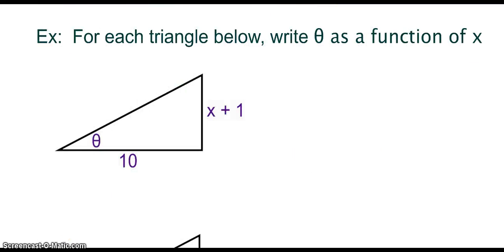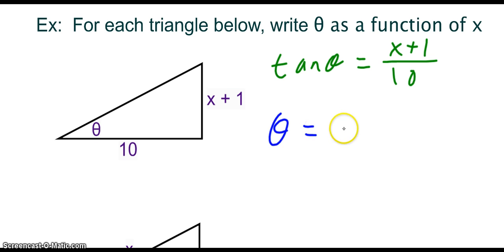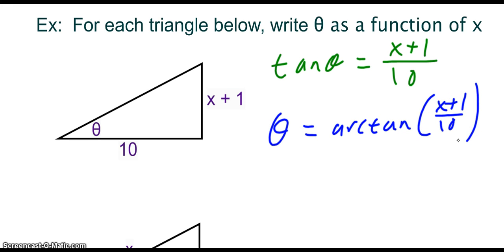Alright, next. For each triangle below, write theta as a function of x. What does that mean? Well, here, for theta, I have the opposite and the adjacent side. So I can say tan of theta is x plus 1 over 10. Therefore, theta equals arctan of x plus 1 over 10. That is theta as a function of x. We're going to stop here, and you're going to go on to part 2.